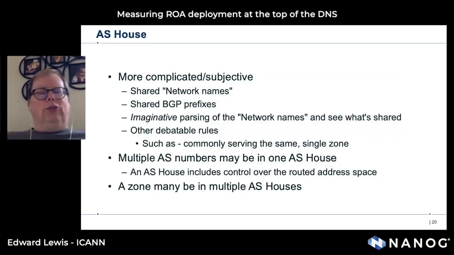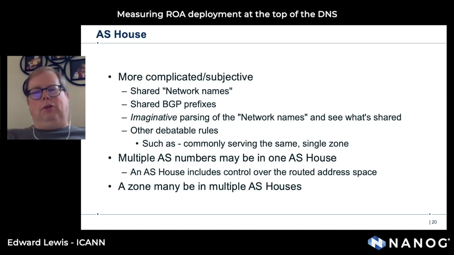So the AS house is a little more complicated. I've had to do some more playing with network names: BGP prefixes, imaginative parsing of the network name that comes from the Team Cymru listing from the RIRs, and some other debatable parsing rules. And one up, I create pools of AS numbers that may be running together. One thing that's important here is that a zone can be multiple AS houses.